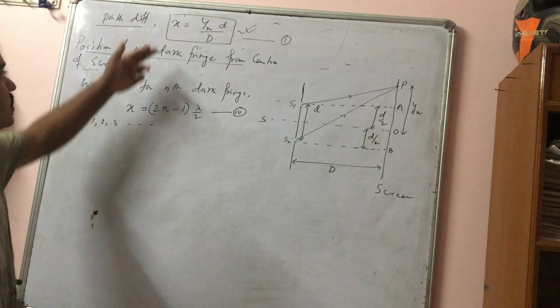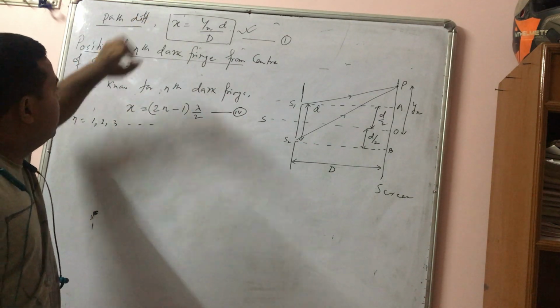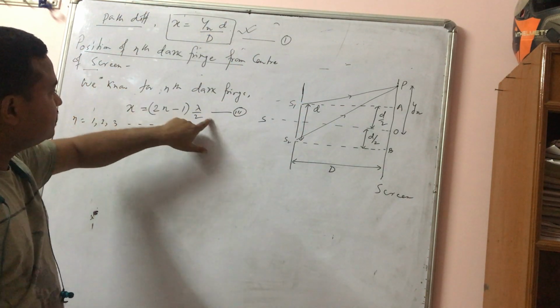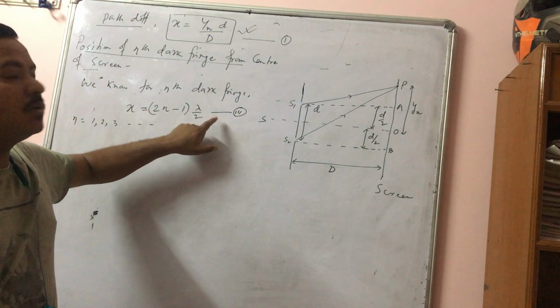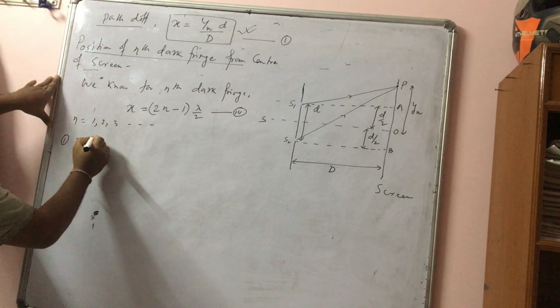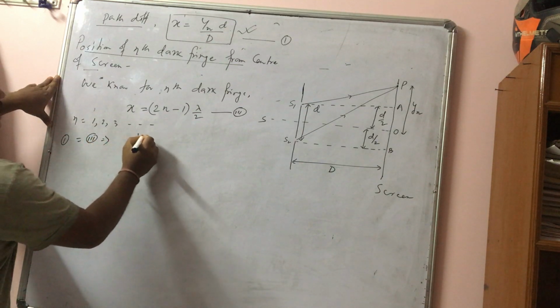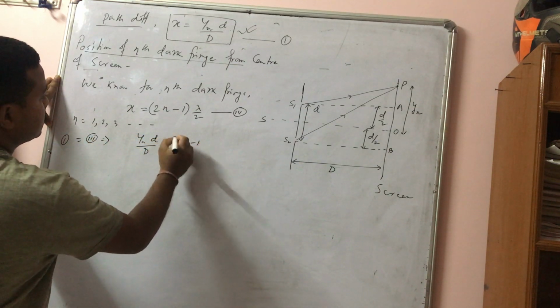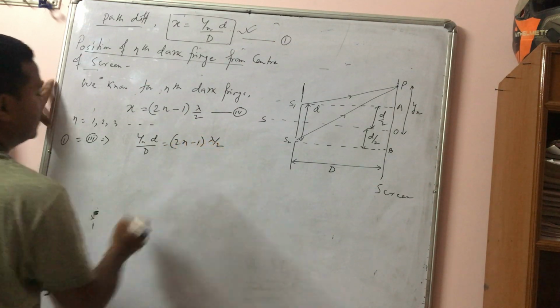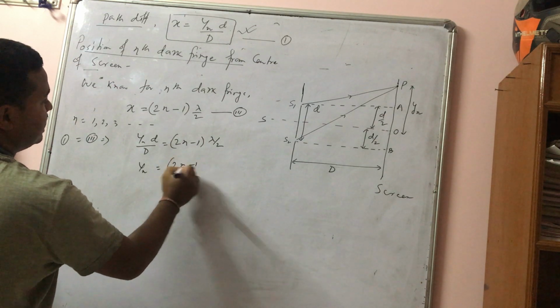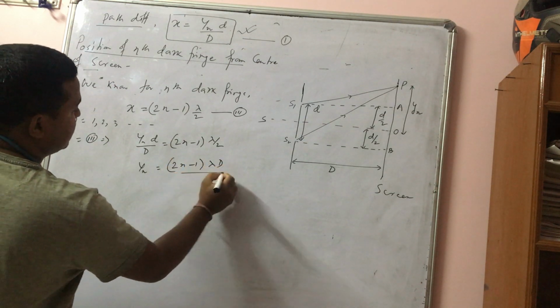So now you can equate these two. This is the formula of path difference already derived, and this is the condition of destructive interference, that is for dark fringes. You can equate 1 and 3. So what we got? It is y_n d by D equals (2n minus 1) lambda by 2. So from here you can find out y_n. It will be (2n minus 1) lambda D by 2d.